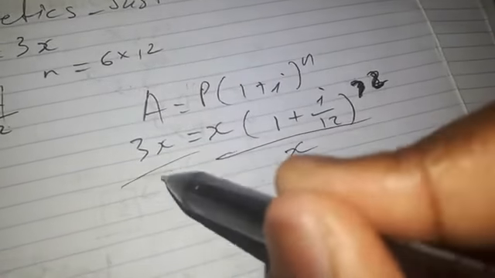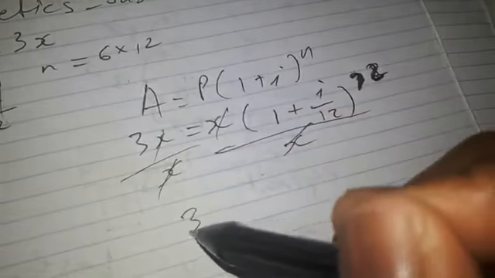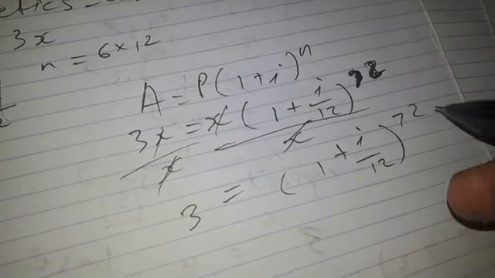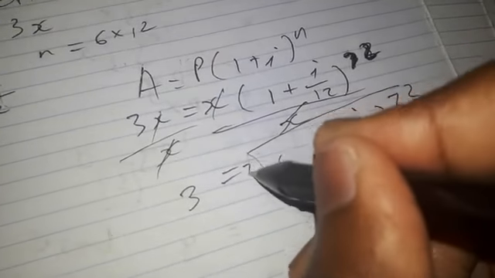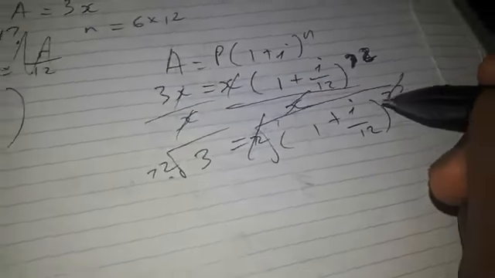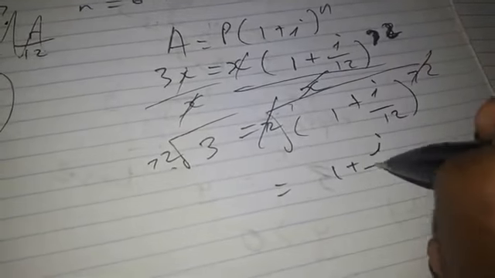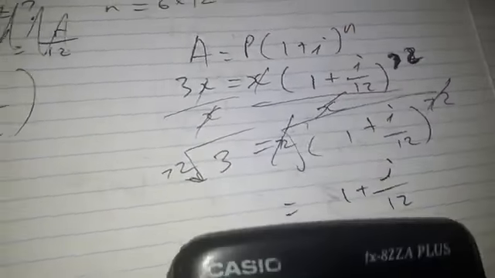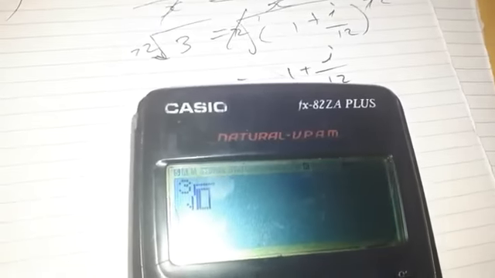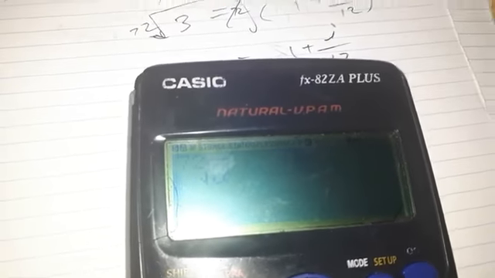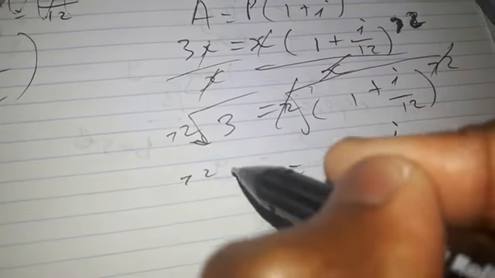So here, the lucky thing is that we're just going to divide by P, and this goes away. This is like 3 is equal to (1 + i/12)^72. And then because this is to the power of 72, you can put a surd symbol with 72 there. This will cancel that, and then 1 plus i over 12. Then you can just put that in your calculator, like shift surd, and then throw a 72 there, and then throw your 3 there. Boom. Let's just use this the way it is. 72nd root of 3.